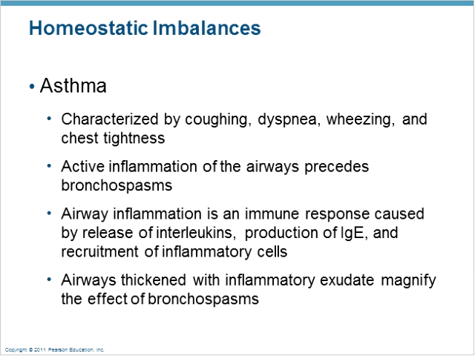Asthma is another homeostatic imbalance, and sometimes asthma is actually included in COPD, believe it or not. It's characterized by coughing, dyspnea, wheezing, and chest tightness. It produces an active inflammatory response in the mucosa of the airway, which causes bronchial spasms, or the bronchioles to spasm closed. Airway inflammation is an immune response caused by the release of interleukins, the production of IgE antibodies, and the recruitment of inflammatory cells in the area. And so it thickens the area and becomes inflamed. The airways are thickened with inflammatory exudate, and so they magnify the effect of the bronchial spasms.